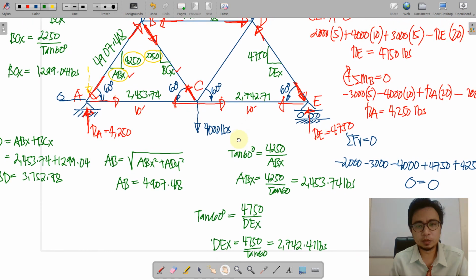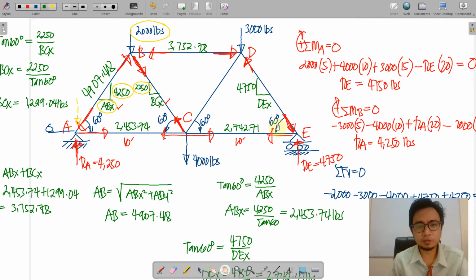By this, we can now solve for the value of DE by the Pythagorean theorem. We just have to square the y component and square the x component and then get the square root. So we have 5,484.83 as the force for member DE. There is one more left, that is member CD. Similarly, we're going to place the force triangle.